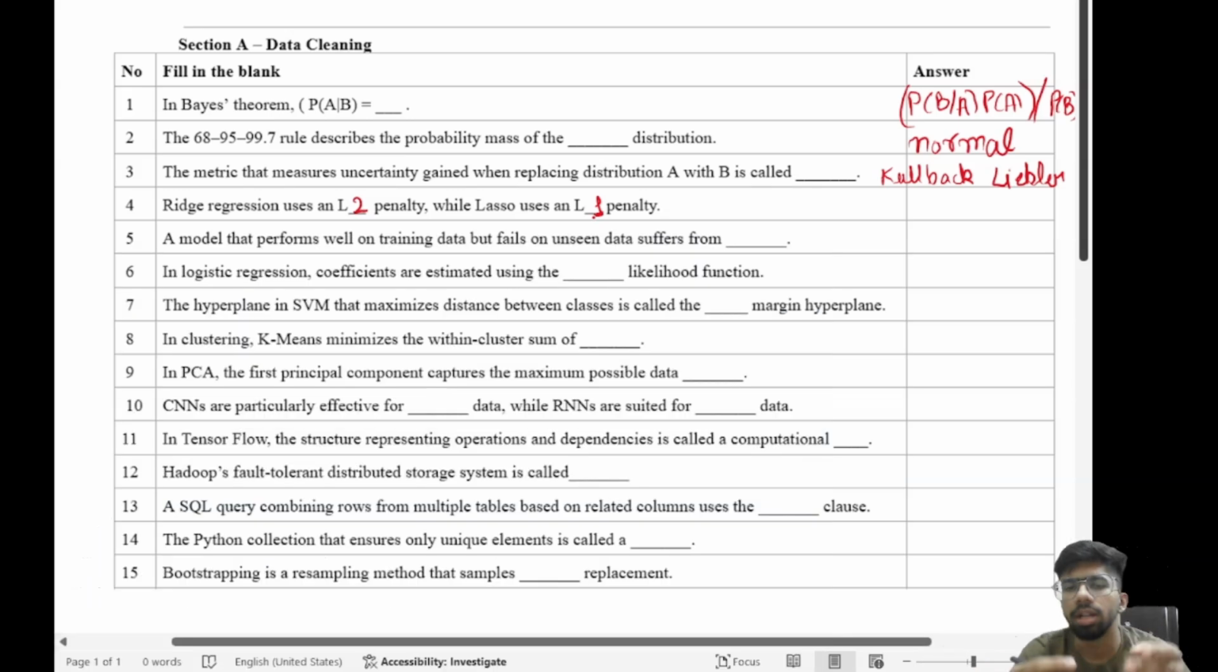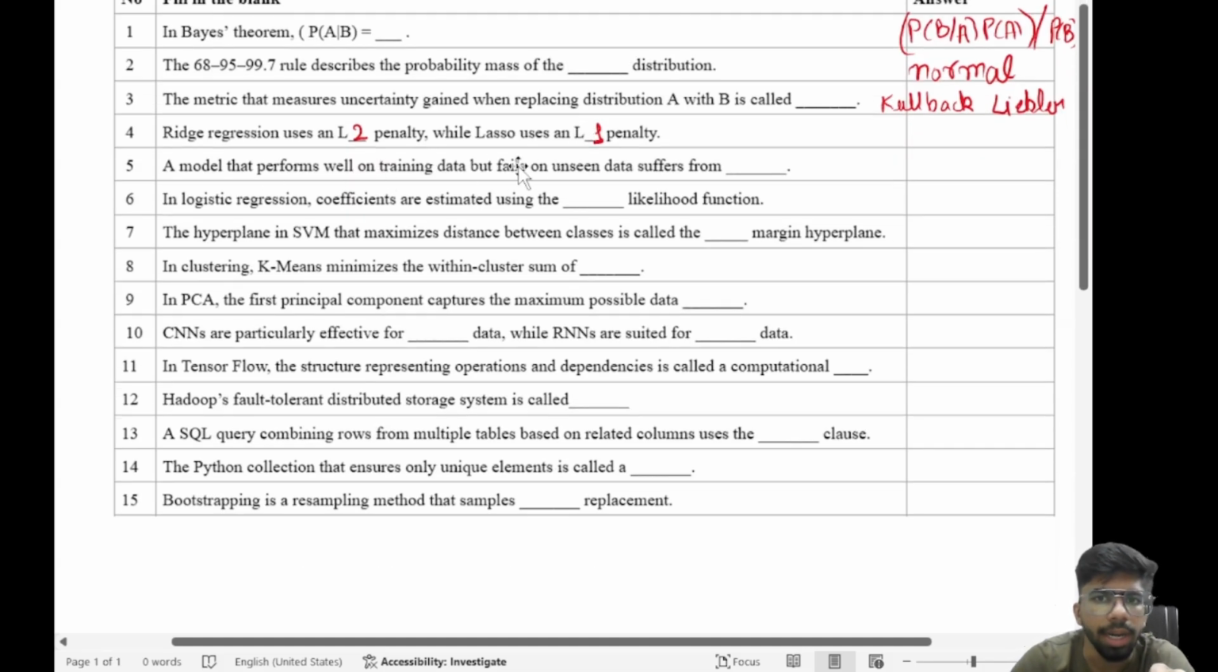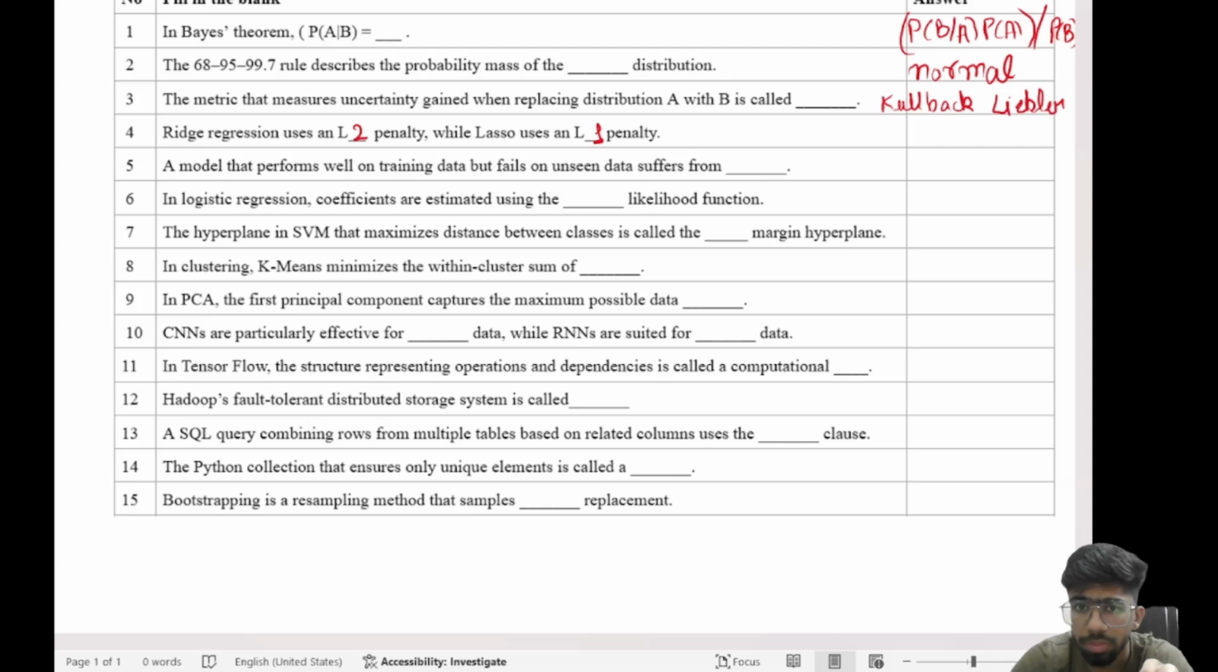L1 penalty, which is used for lasso regression, minimizes the absolute value of coefficients and forces some of the coefficients to become exactly 0, performing automatic feature selection. It is useful when many features are irrelevant. Moving on to the next question: a model that performs well on training data but fails on unseen data suffers from overfitting.